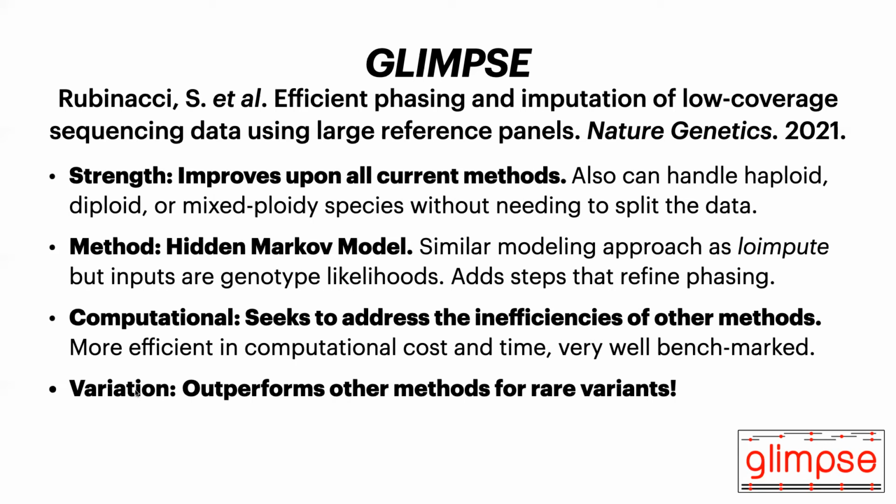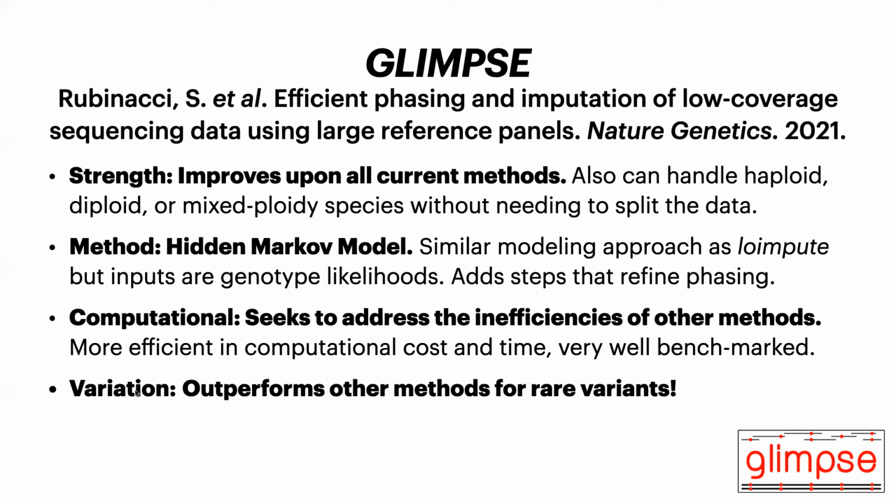Computationally, it sought out to improve the inefficiencies of other methods, so it's actually very fast. What they say is that it costs less than $1 to computationally impute your data using GLIMPS, and it's extremely well benchmarked. They did a great comparison for human data, low coverage sequencing with imputation with GLIMPS versus all of the genotyping arrays that have ever existed for humans, and their performance on European samples, African samples, Asian samples, and showing how low coverage sequencing can remove that population bias of array genotyping. And it showed that they did outperform other methods for rare variant detection.